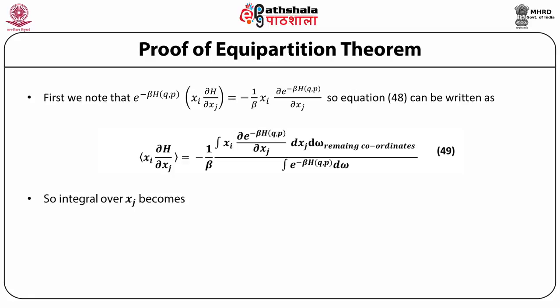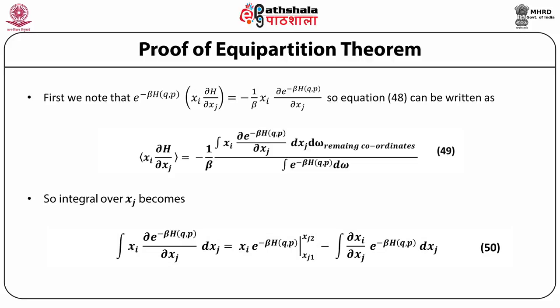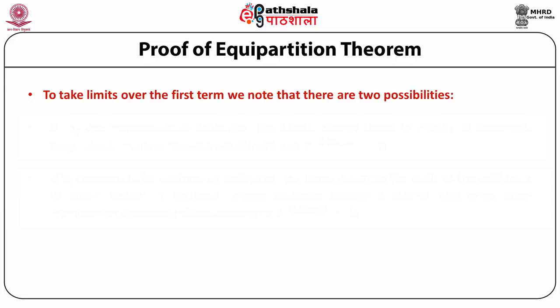So the integral over xj becomes the integral of xi multiplied by the partial derivative of e raised to the power minus beta H(q,p) with respect to xj, into dxj, which is equal to xi e raised to the power minus beta H(q,p) from xj1 to xj2, minus the integral of the partial derivative of xi with respect to xj times e raised to the power minus beta H(q,p) with respect to xj. To take limits over the first term, we note that there are two possibilities.